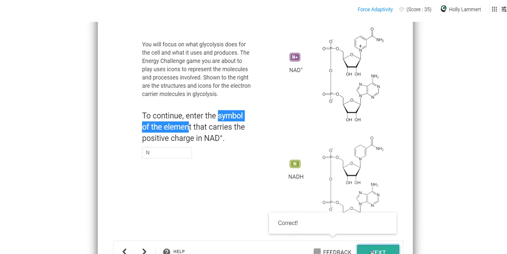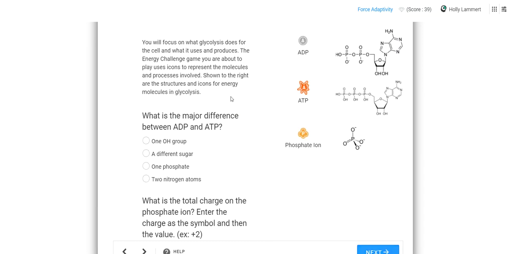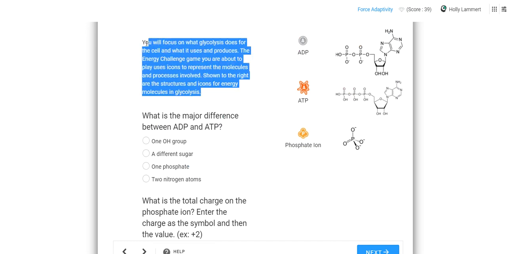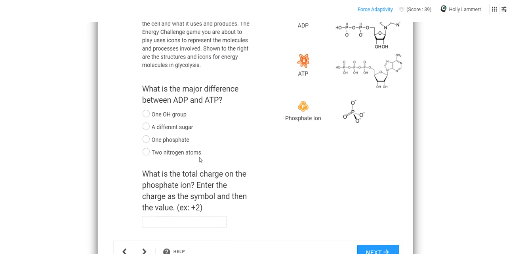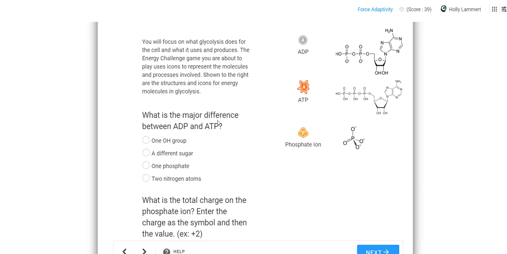There we go, we did it. N for nitrogen, just enter N. You will focus on what glycolysis does for the cell and what it uses and produces. Okay, so this is the same paragraph each time, it's lame. But anyway, what is the major difference between ADP and ATP?